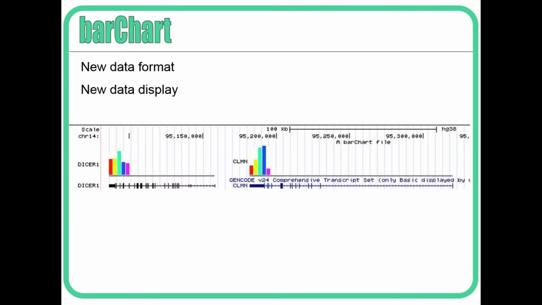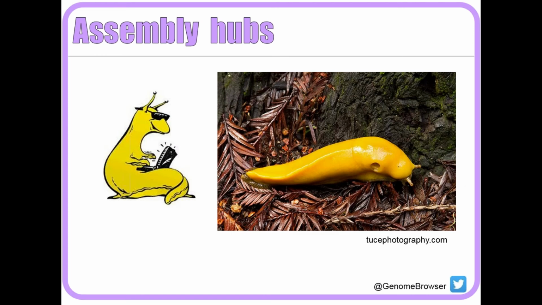A reminder that we have 2 new data types, interactions and bar chart, which I hope to get to at the end. We can load a couple of example files to show you how the bar chart and interactions data sets look on the browser. So this is to remind me that the Assembly Hub mechanism is available to you.